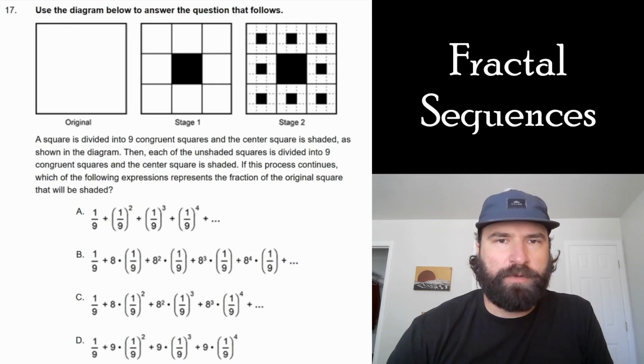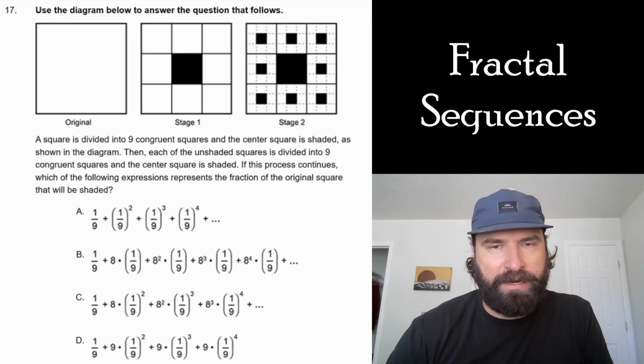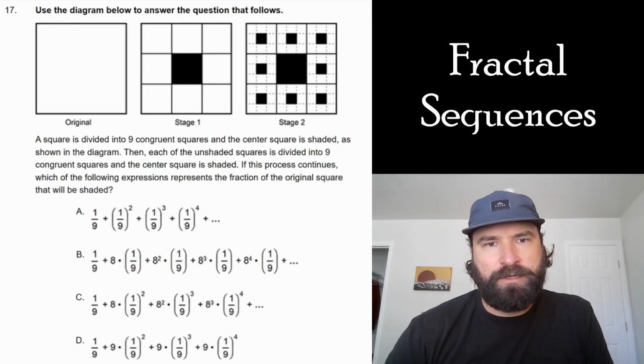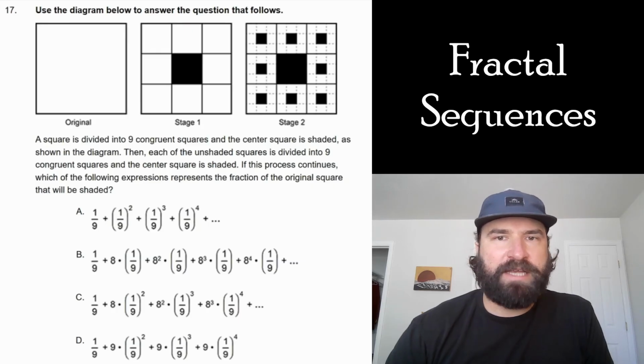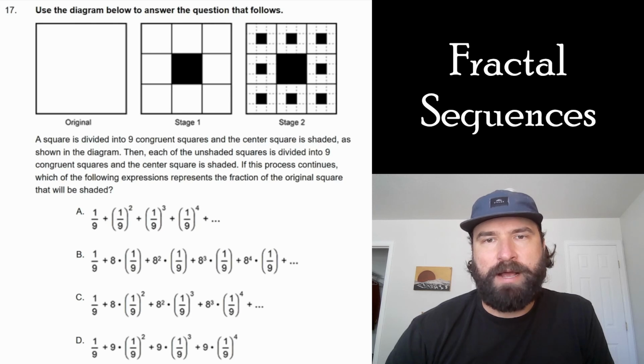So in stage 1, we can see that 1 out of 9 of the boxes are shaded, which is why A, B, C, and D have 1/9 at the beginning, because that's going to remain shaded the whole time. So 1/9 of this whole box is always going to be shaded, and then that same pattern is going to happen in each of the smaller boxes around that box.